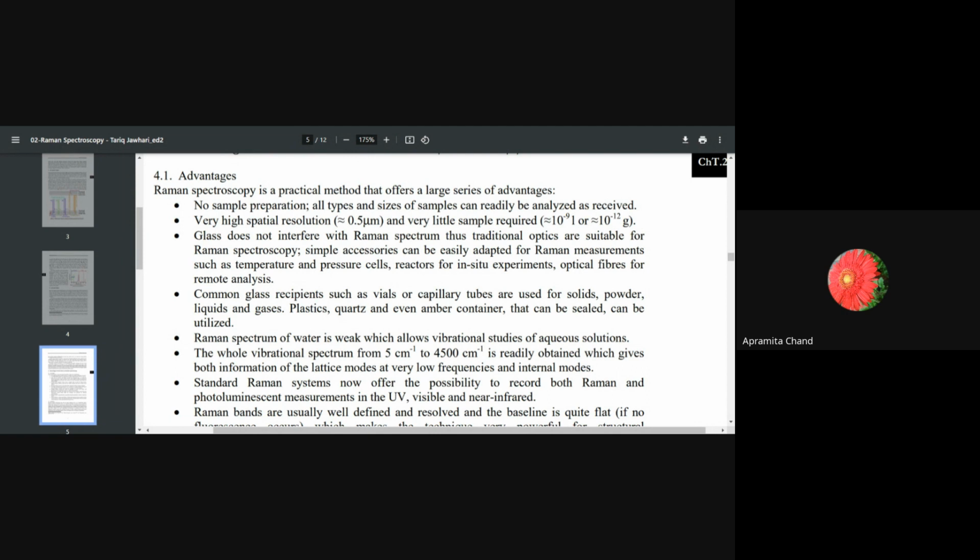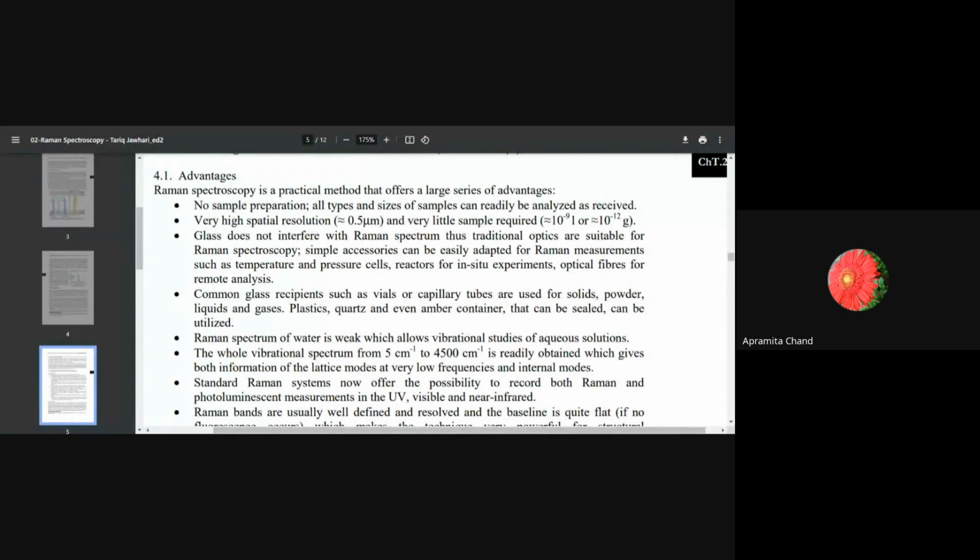Next, glass does not interfere with the Raman spectrum. So traditional optics are suitable for Raman spectroscopy. And simple accessories can be easily adapted for Raman measurements, like temperature and pressure cells, optical fibers for remote analysis, and reactors for in situ experiments.